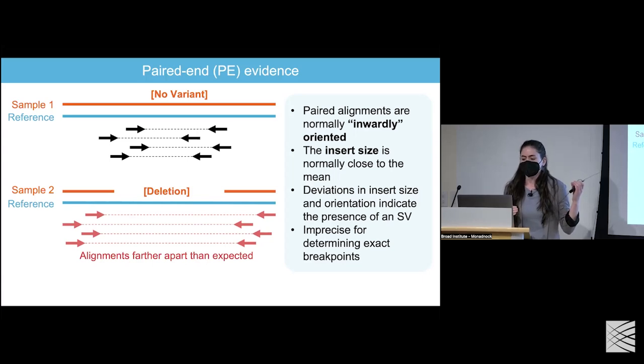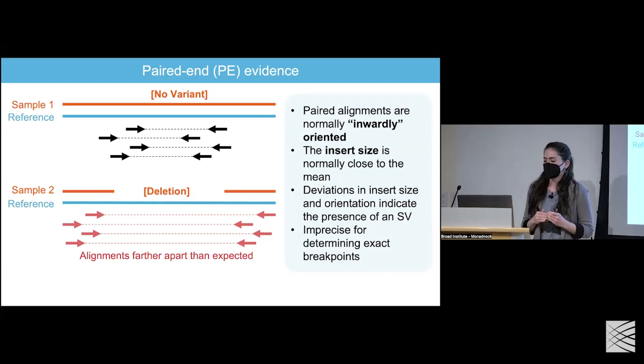So again, sample 1 does not have a variant at this location, and the read pairs have a typical insert size for this sample, but sample 2 does have a deletion compared to the reference, and the alignments are much farther apart than expected. And that's because sample 2 does not contain the deleted sequence. So when you sequence reads in sample 2, those fragments are the size that you would expect. But then when you align them back to the reference, the deleted region is there, and that pushes them farther apart.